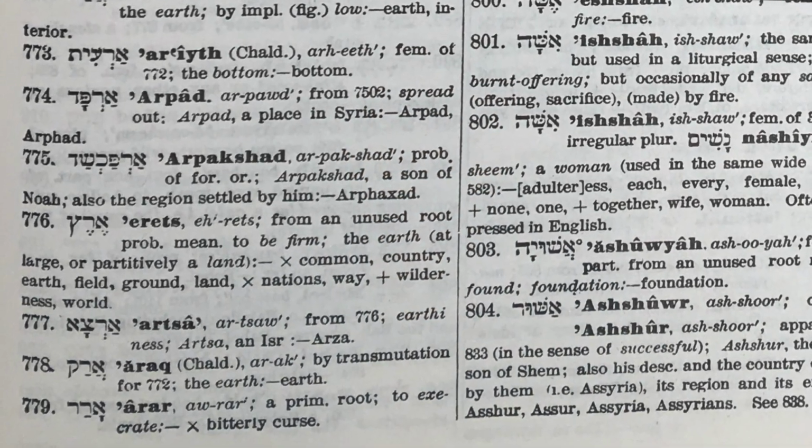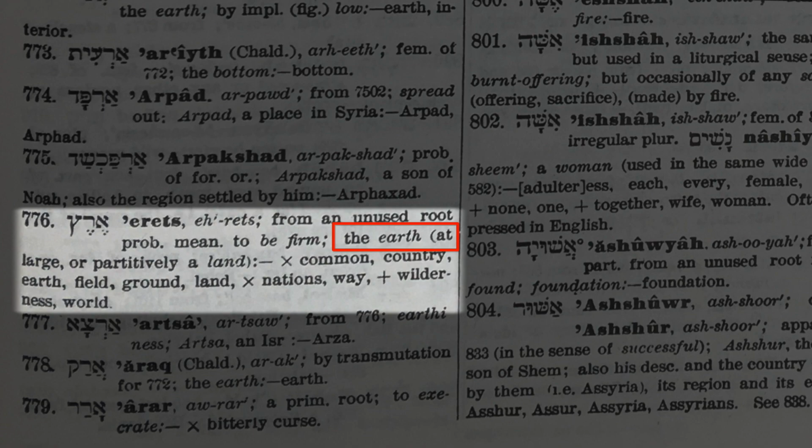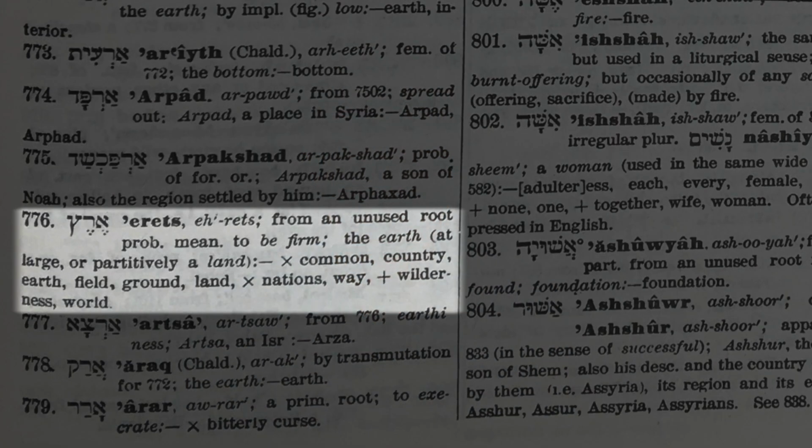And it says it probably means to be firm, the earth, at large or partitively, a land. That means partially land. It also means common, country, like the old countryside, earth, even field, ground, land, nations, way, wilderness, and finally world. So you could see the word earth means a lot of different things. And most of the time, it doesn't mean the whole world, the whole earth and the globe in that sense. It just means a chunk of land, maybe where you lived.